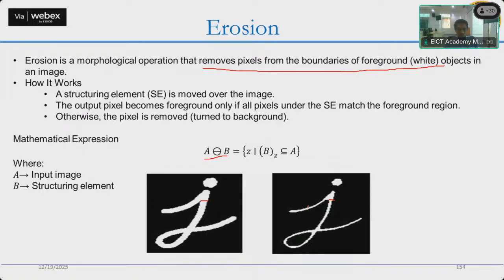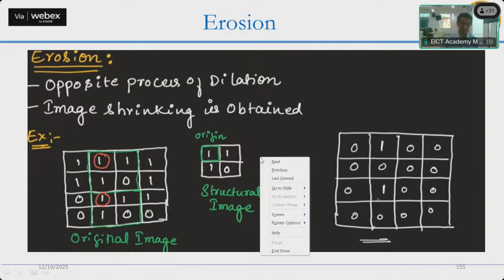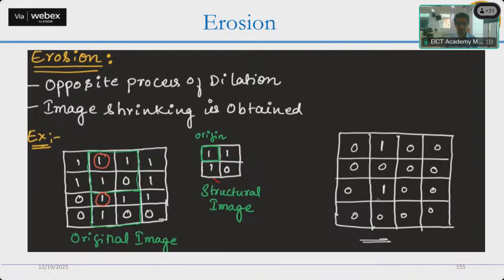How does this operation take place? You can see its mathematics here. For example, this original image is there: 1, 1, 1, 1, 1, 1, 0, 1, 0, 1, 1, 1, 0, 1, 0, 0. And here it is 1, 1, 1, 0. What will you get here? You have to check where this structural image is present in the image.